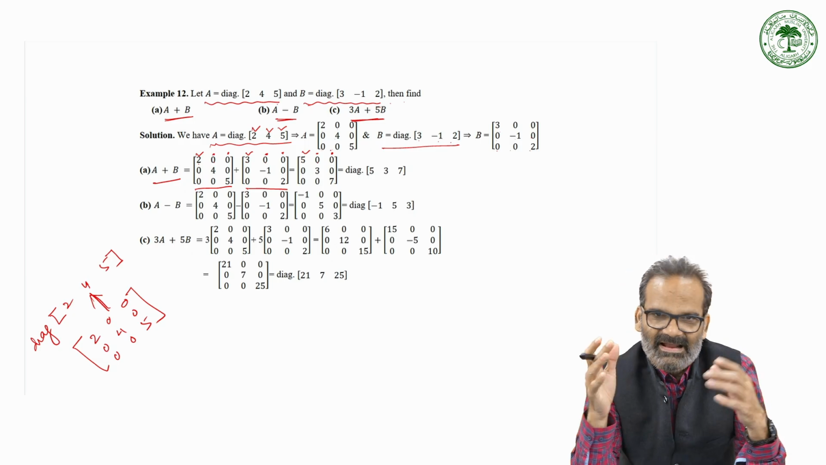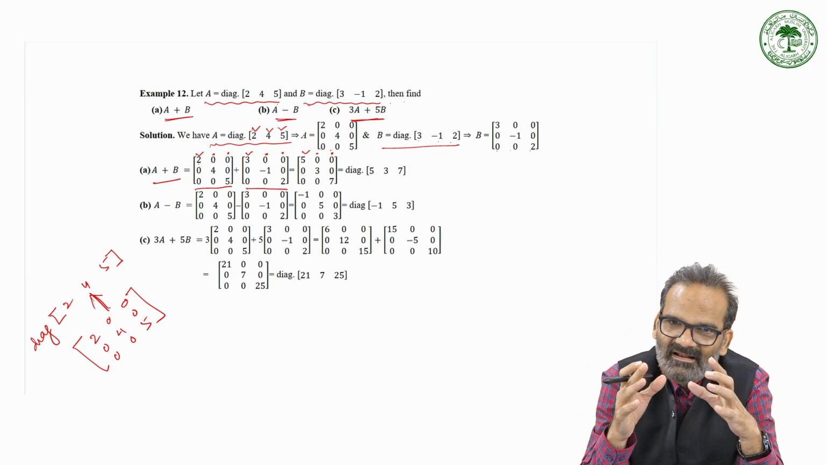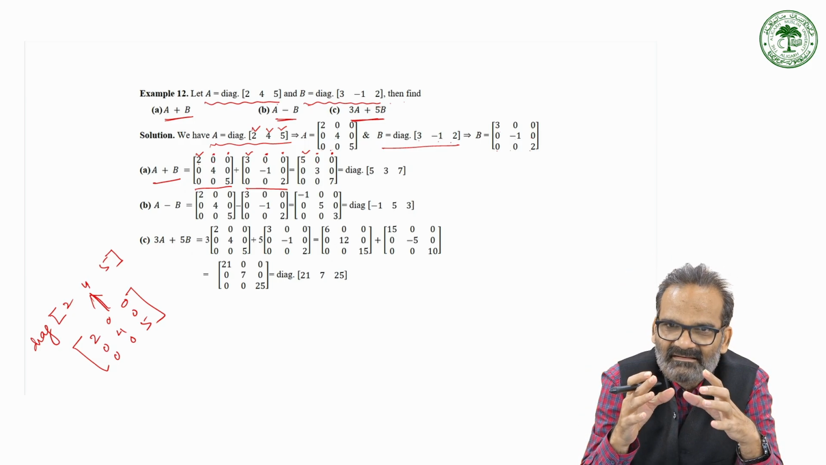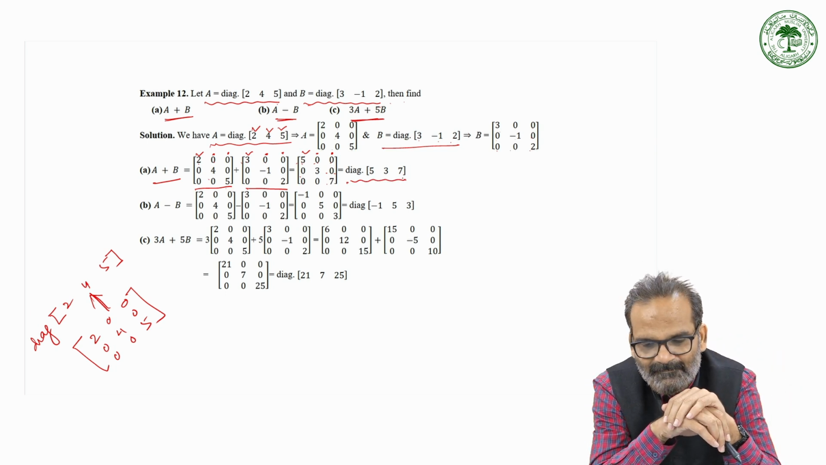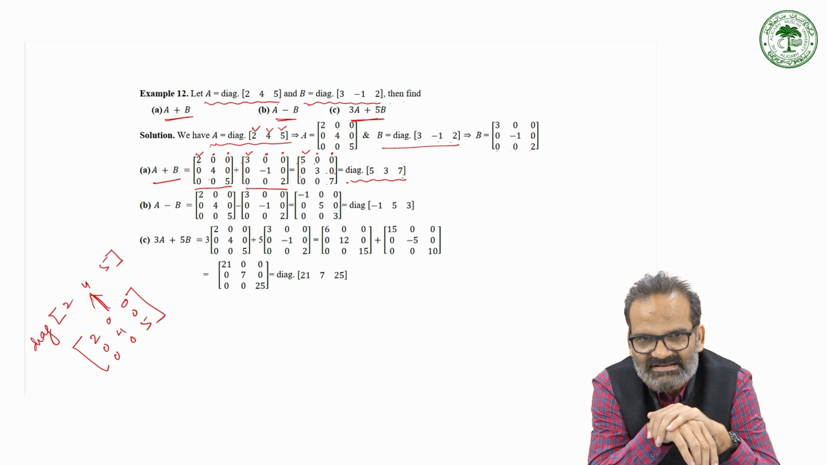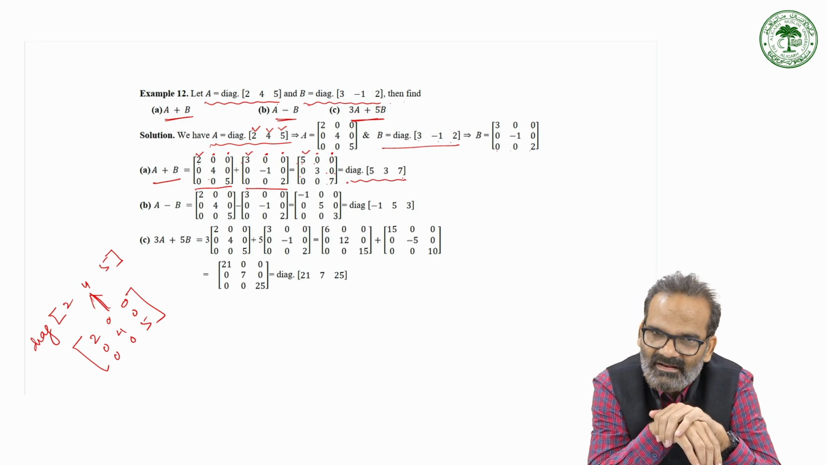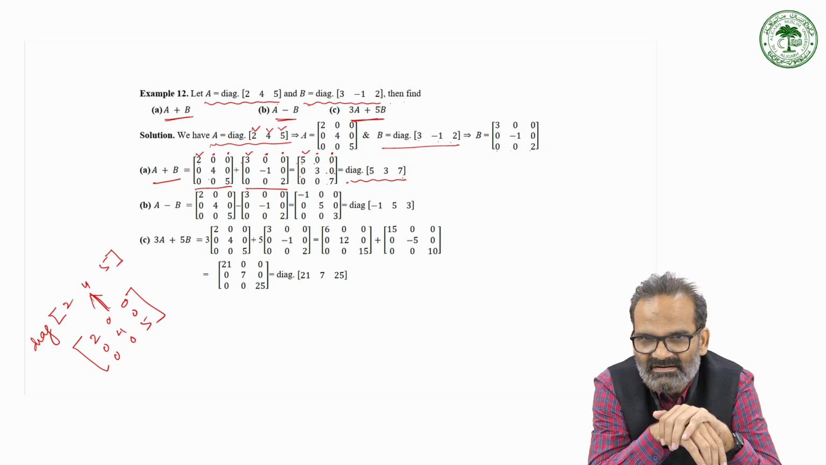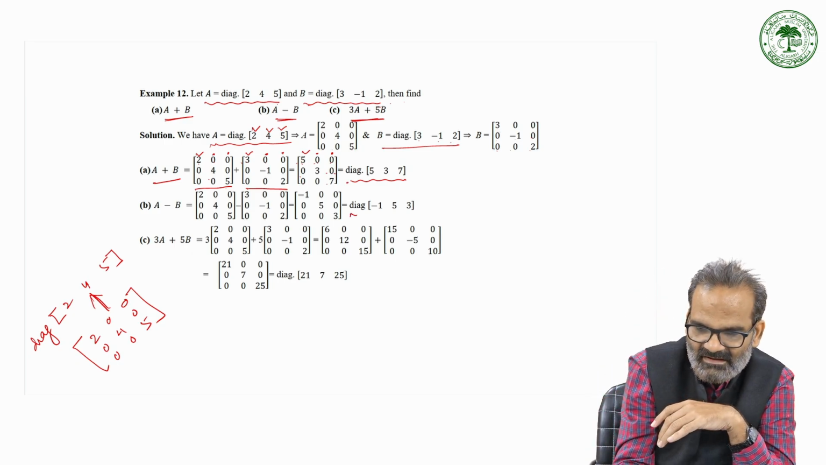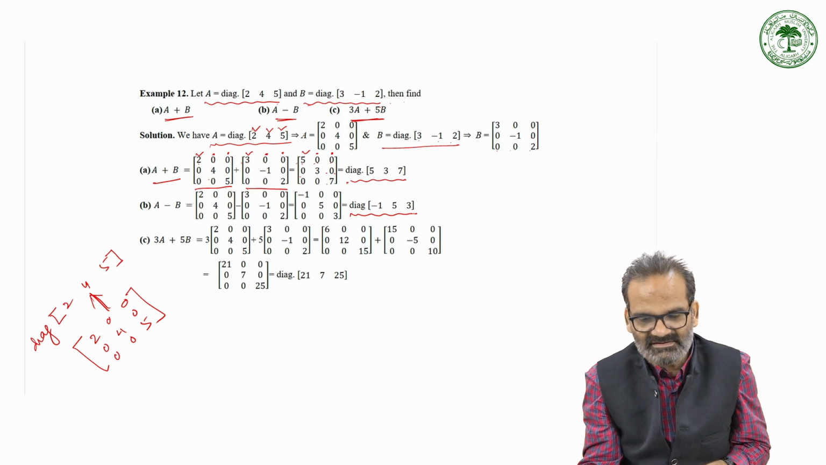So whenever we are adding two diagonal matrices, their diagonal elements are simply added. It means 2 plus 3 is 5, 4 minus 1 is 3, 5 plus 2 is 7. So we will get a matrix 5, 0, 0, 0, 3, 0, 0, 0, 7. It means it can be written as diagonal of 5, 3, 7. Likewise, when we are subtracting two diagonal matrices, their diagonal elements must be subtracted because all the other elements are always 0. So we will get the diagonal matrix minus 1, 5, and 3.